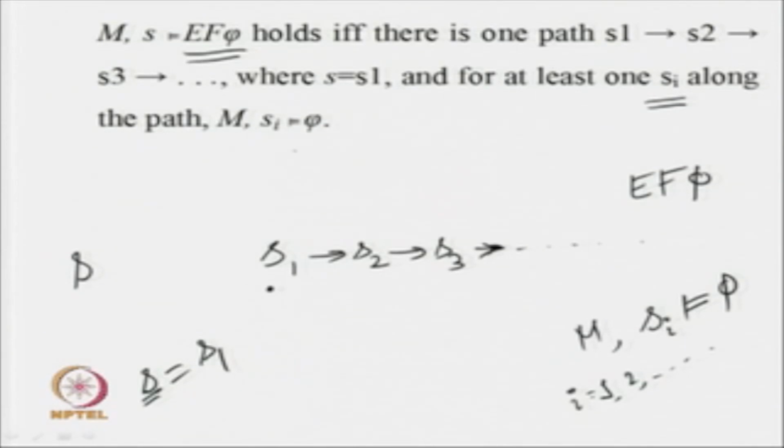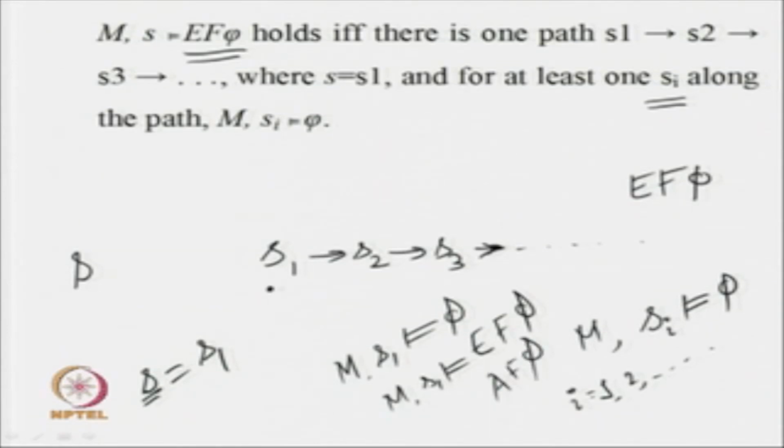So what will happen? If M, S1 models phi, then as per this definition, M, S also models EF phi. So according to this definition, M, S1 also models EF phi. This is due to the definition of the semantics. If a formula holds in a state, then EF phi holds in that state also. Similarly, AF phi will also hold in that state if phi holds in that state. This is the way we have defined the semantics, because we have not excluded S1 from any Si. That is why the present state is also included in the future behavior.